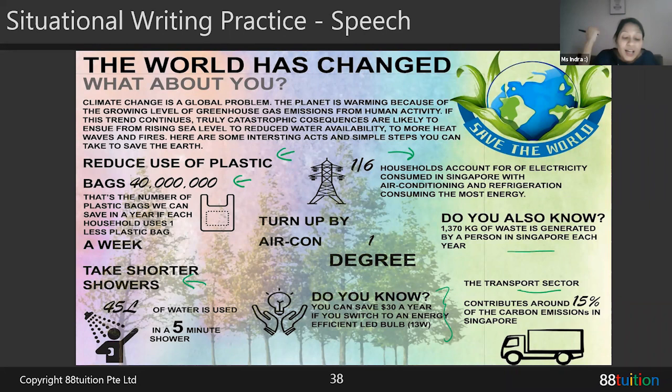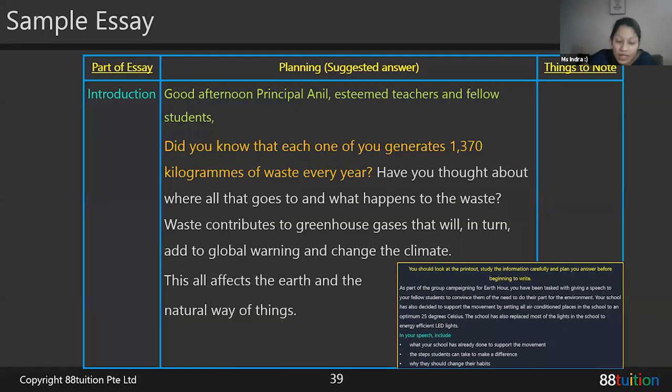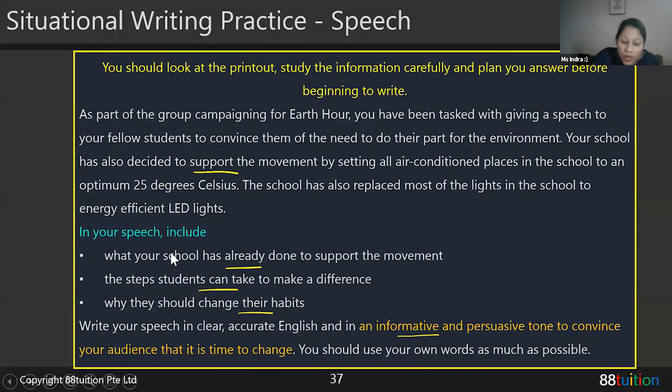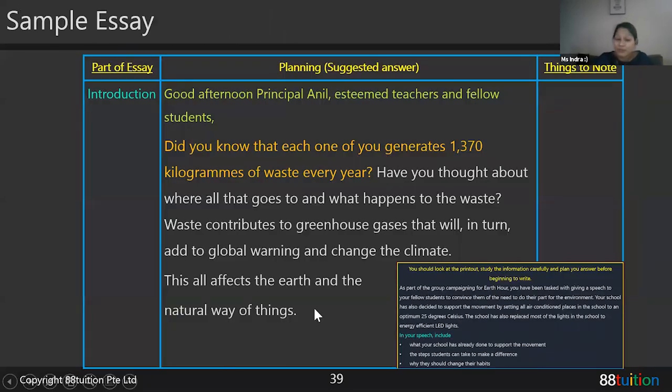Anyway, this is basically the information that's been given to us. Let's look at the pointers again: what your school has already done to support the movement, steps students can take to make a difference, and what they should do to change their habits. So how do we start? Obviously, it's a speech, right?